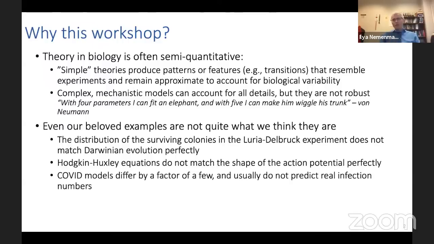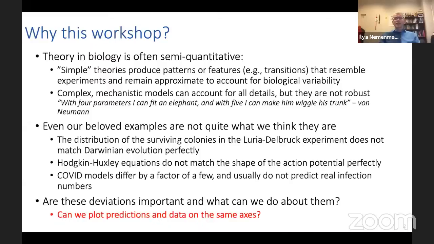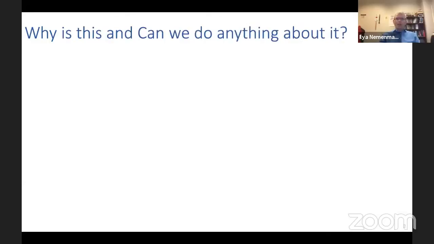And even closer to home nowadays, there are all sorts of COVID models that many of our friends have contributed to, and they differ from each other by a factor of a few at best. And usually they actually do not predict the real infection numbers in real populations, right? So are these deviations important? And what can we do about them if they are important? Can we actually develop theories whose predictions are so precise that they can be plotted on the same plot as the data? And why can't we do this generally, and what can we do about this?